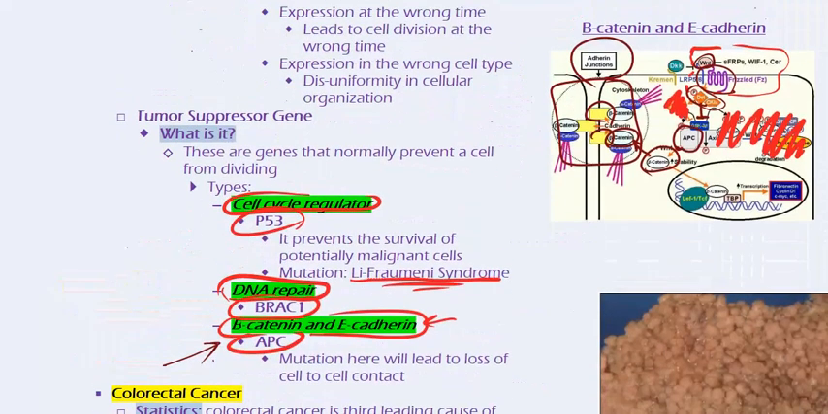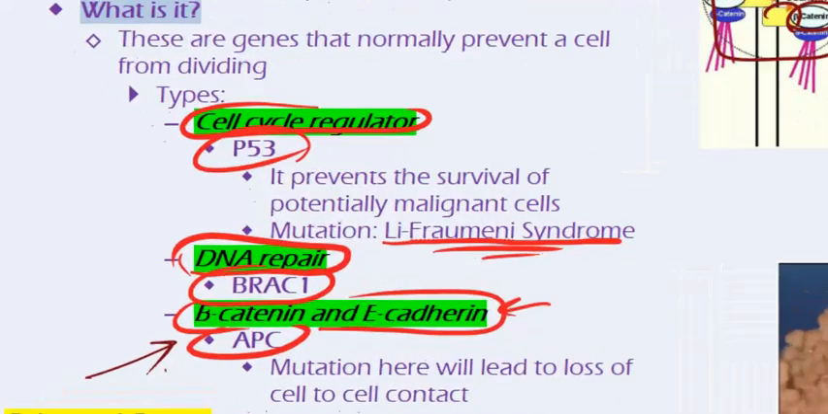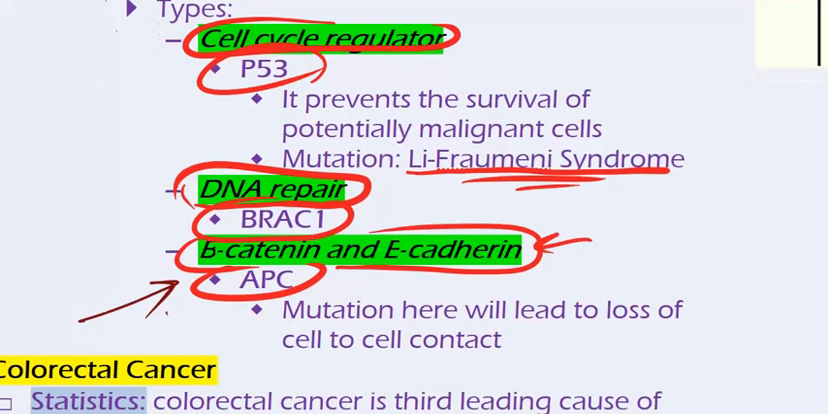Okay, cool. So this is for your tumor suppressor genes. So remember we talked about the proto-oncogenes. This is for your tumor suppressor genes. All right? So yeah, if you have a mutation there, the cancer will spread to other places. Yeah, for the beta catenin and the E-cadherin.